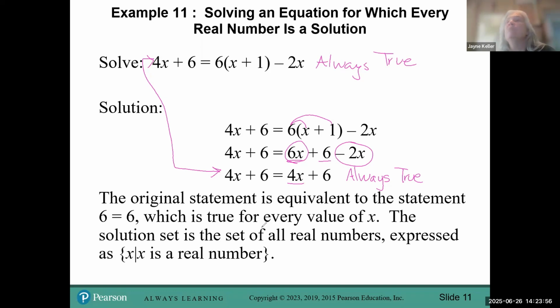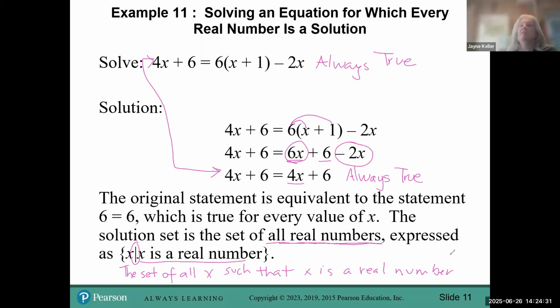And so we write that. We sometimes just say all real numbers because we can plug in any real number that we like and it will work. And then if we want to be really formal, we write it like this, which is read the set of all x. That's what the little x with the bar means. The set of all x, such that x is a real number. That's another way of writing that in set notation.